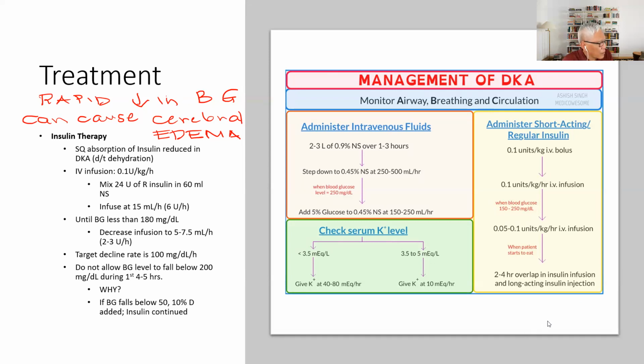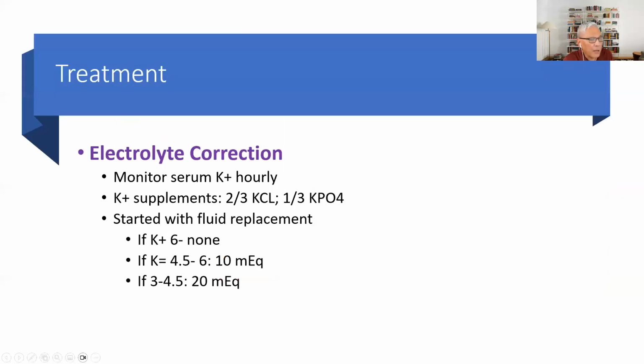All right. So if the blood glucose levels fall below 200, this is not going to be good. Again, the reason why that is because of the fact that it causes cerebral edema. So if the blood glucose falls below 50, we actually have to give 10% of dextrose, and insulin is going to be continued. Okay, so those are the important things about that management.